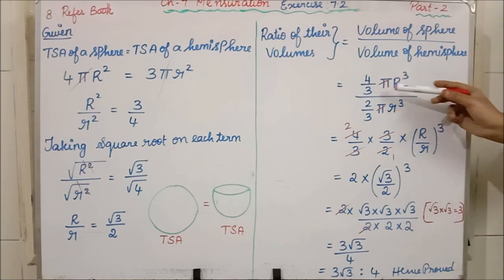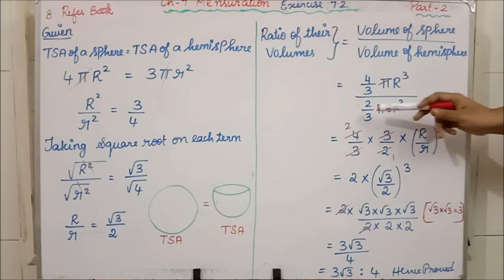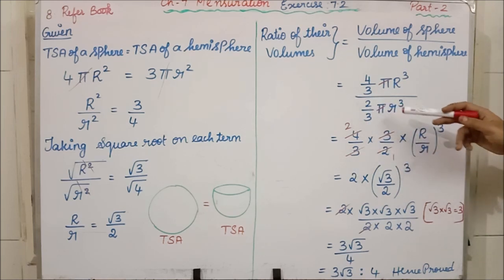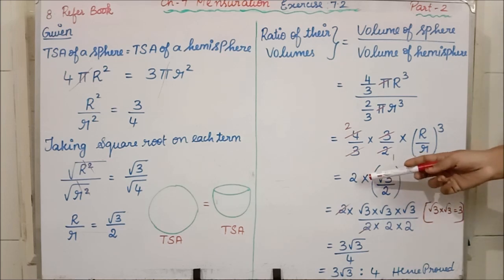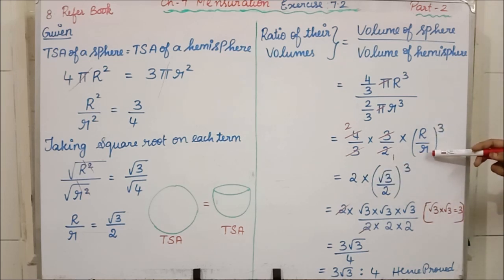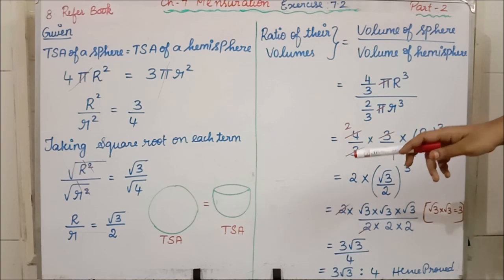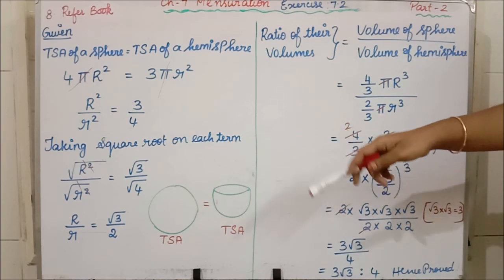I am cancelling the pi. 4 by 3 divided by 2 by 3, when it comes to numerator it becomes reciprocal. So it has become 3 by 2. Then capital R divided by small r. For both we are having cube, isn't it? I am taking whole cube. Next, after cancelling, I am getting 2 into capital R by small r. What value do we have there down? Root 3 by 2 we are having.